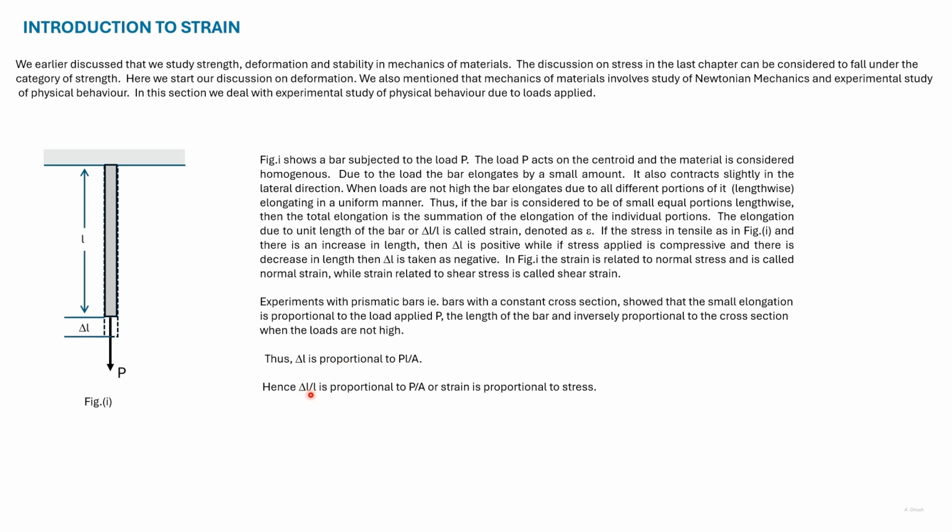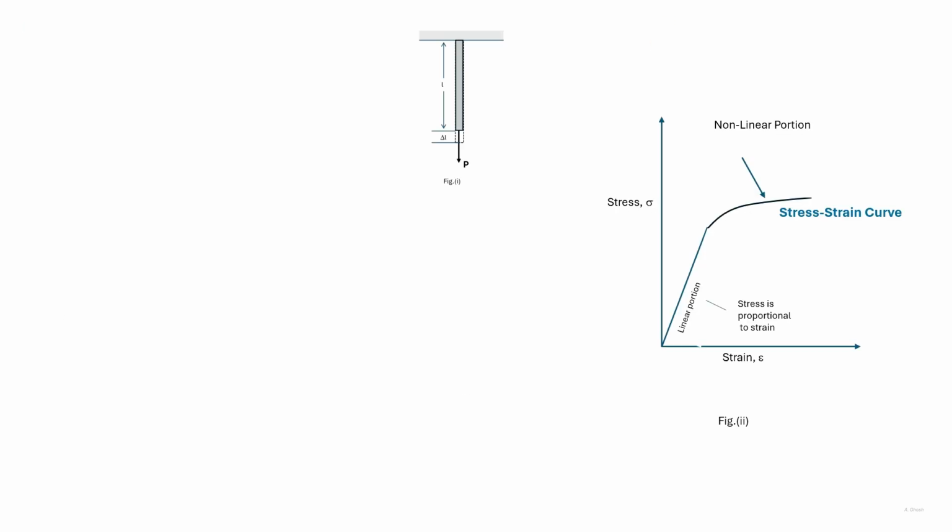Now del L divided by L is the normal strain, and P divided by A for this case is the normal stress. So strain is proportional to stress. In the second section of the last chapter, we discussed stress. In the last slide, we discussed strain.